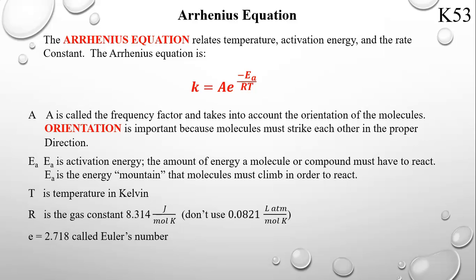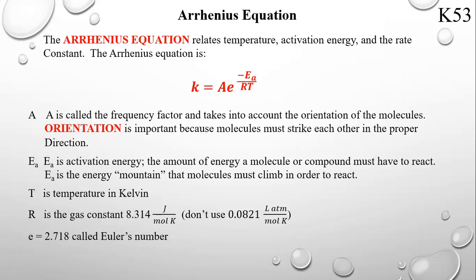So that's called orientation. EA is the activation energy, the amount of energy a molecule or compound must have to react. EA is the energy mountain. It's that high point that we saw in those curves back there, that molecules must climb in order to react. So that's what activation energy was. T is the temperature in Kelvin.